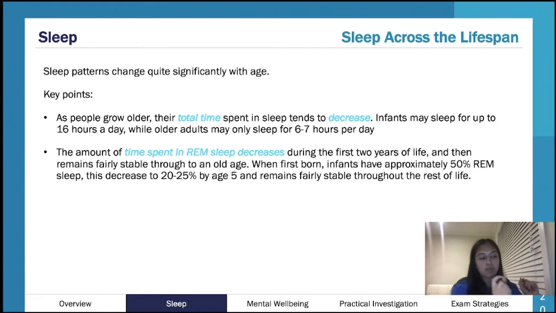As in like the time spent. So maybe it's 5 minutes in cycle 1, maybe it's 10 minutes cycle 2, maybe it's 15 minutes cycle 3, and so on. When we're looking at the lifespan, so we're going from a baby to an adult to an elderly person, along that trend, your REM sleep decreases.